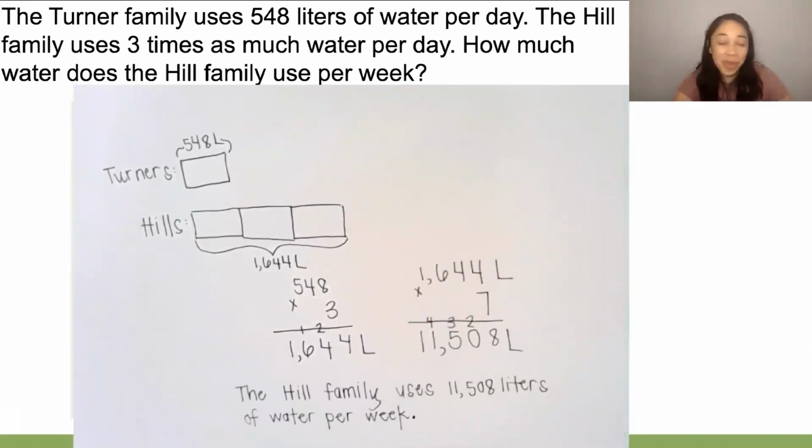How much water does the Hill family use per week? The Hill family uses 11,508 liters of water per week.